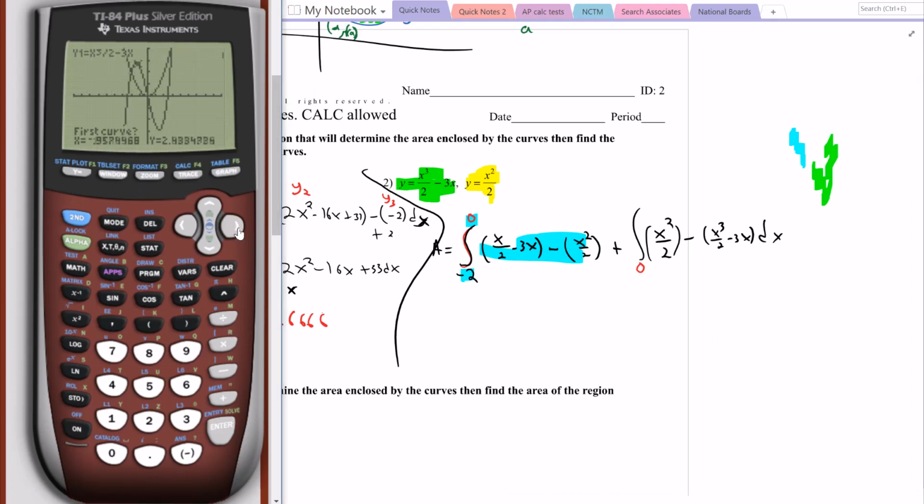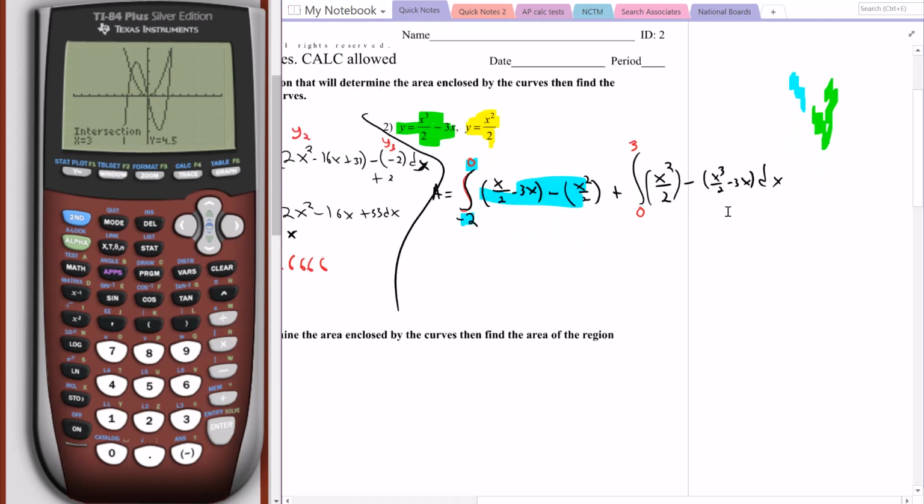Let's go ahead and go closer to that point of intersection. I'm going to go all the way over here. Enter. That was the first curve. The second curve is the parabola. We're going to guess. We're going to go over here kind of close and press enter. And the other point of intersection is at 3, right?